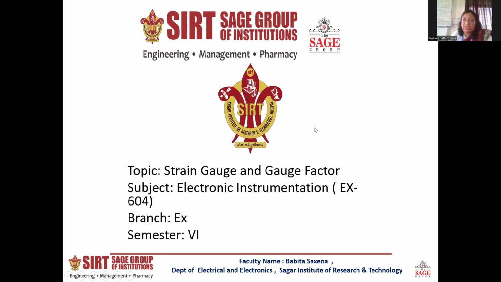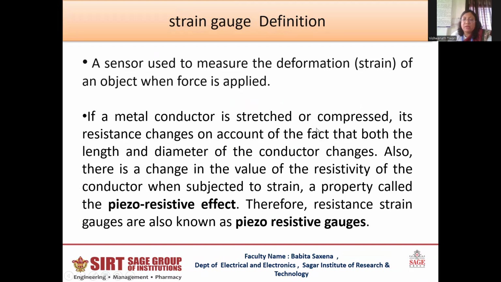Strain gauge is a transducer which is used to measure the strain. Strain is a change in the length with respect to the original length. So this is the sensor used to measure the deformation or any strain of an object when the force is applied.